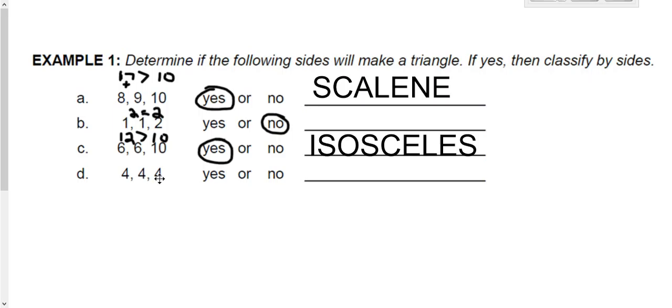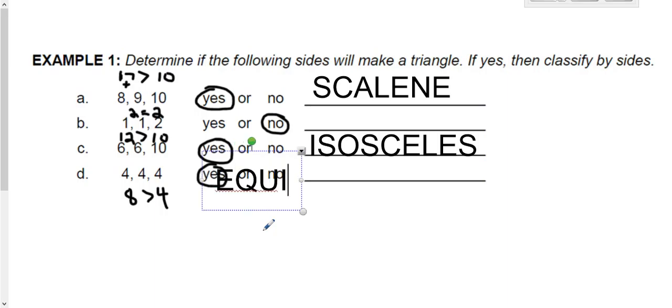And then 4, 4, 4, let's see. They're all the same, right? So you can take any two, add them up, and it should be greater than the third side. So yes, these two added up are 8. Is it greater than the third side, which is 4? Yes, it is. So yes, we can make a triangle. What is this triangle with all the sides the same called? Equilateral.